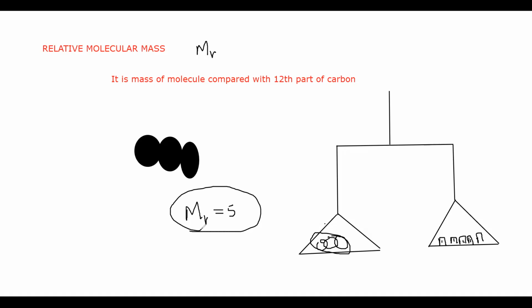Because what we did, we divided the carbon into 12 equal parts. So when we divide the carbon into 12 equal parts, the mass of one part is equal to 1. And we place this molecule on a balance, like a beam balance, and then we place the parts of the carbon. How many parts of carbon are balancing with this molecule? We simply call that the relative molecular mass.